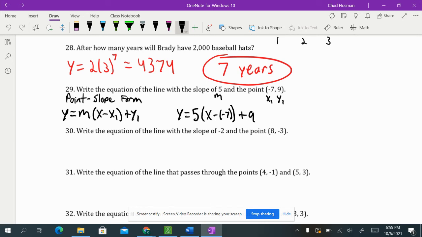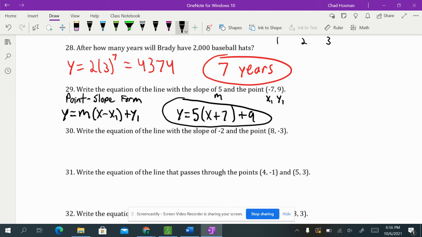Now we could leave it as this, but I like to clean it up a little bit because minus -7 is the same thing as plus 7. Subtracting a negative is the same thing as adding a positive. All right, so this ends up being our answer. Give me 1 second. Sorry, I just needed to grab water.